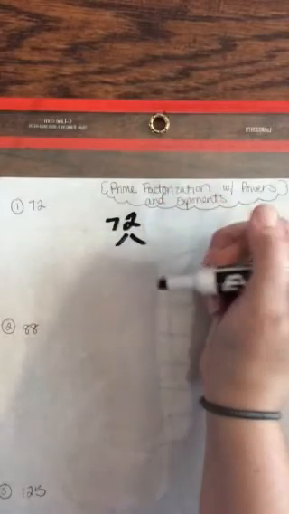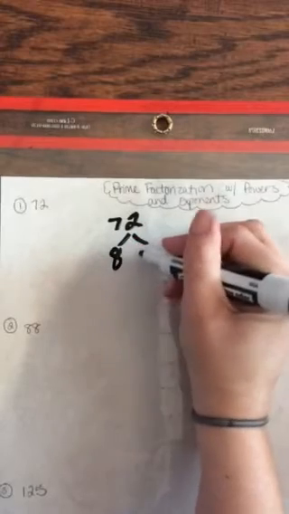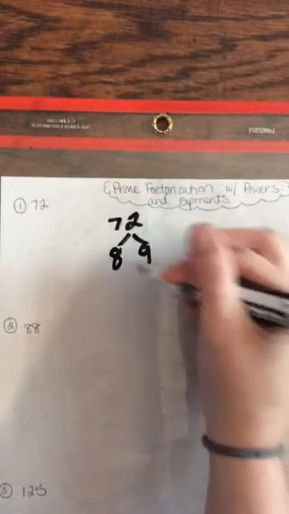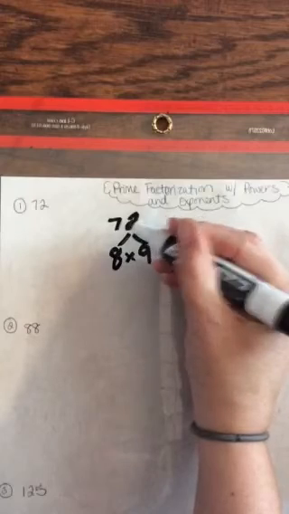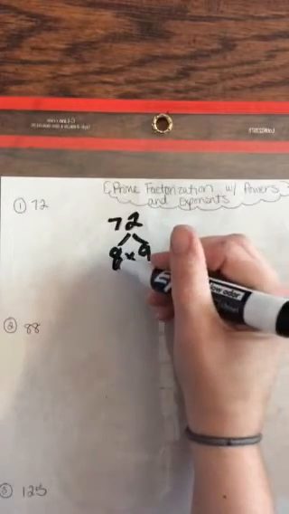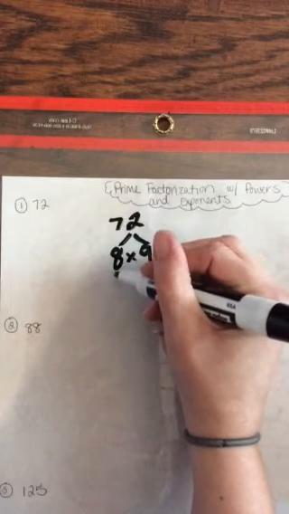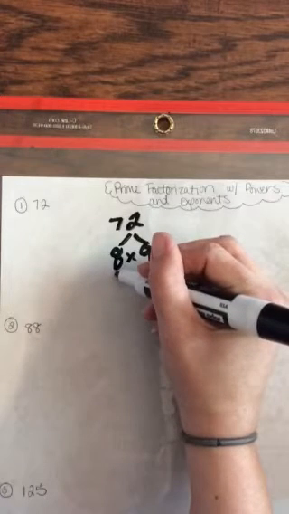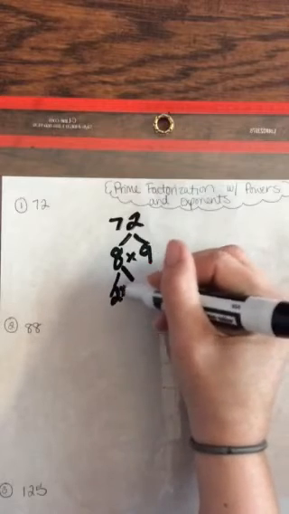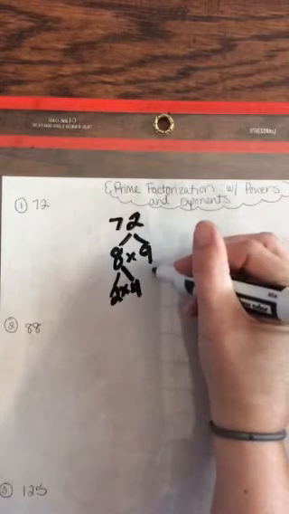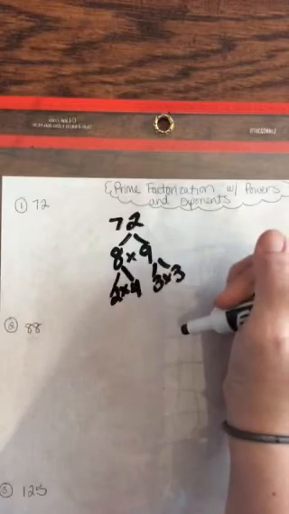So 72 is going to go at the top of my factor tree, and I'm going to break it down into two factors, 8 and 9. Remember, we are multiplying these two numbers together. We are not adding to get 72. So what can you multiply to get 72? Thinking multiplication throughout. If I were to break apart 8, since it is also composite, I'm going to use the factors 2 and 4. For 9, I'm going to use the factors of 3 and 3.